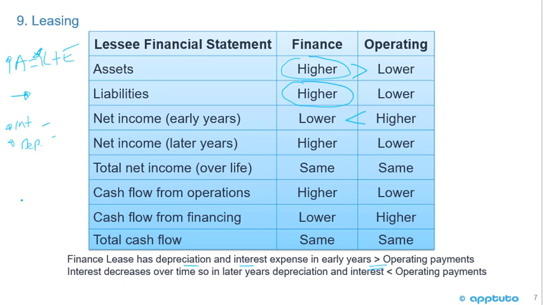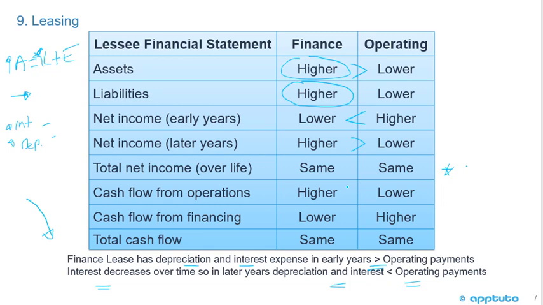But what happens with a loan over time? With a loan over time, the interest rate decreases, okay? The interest expense decreases over time. So in later years, the depreciation and interest is less than the operating payments. So in the early years, the net income on a finance lease is lower, but it crosses over and it's higher in the later years. The total net income over the life is the same. It's just a timing issue, okay?